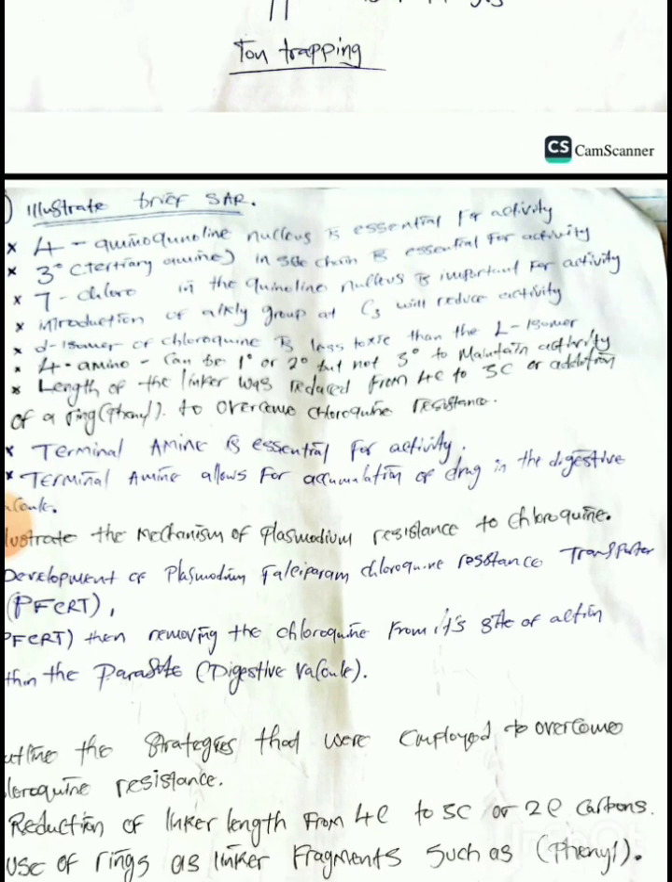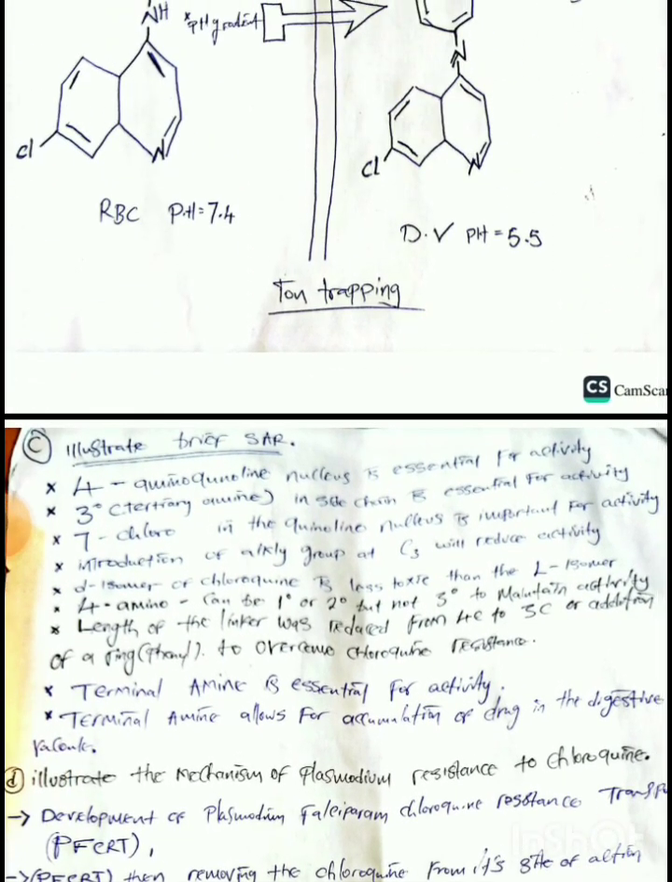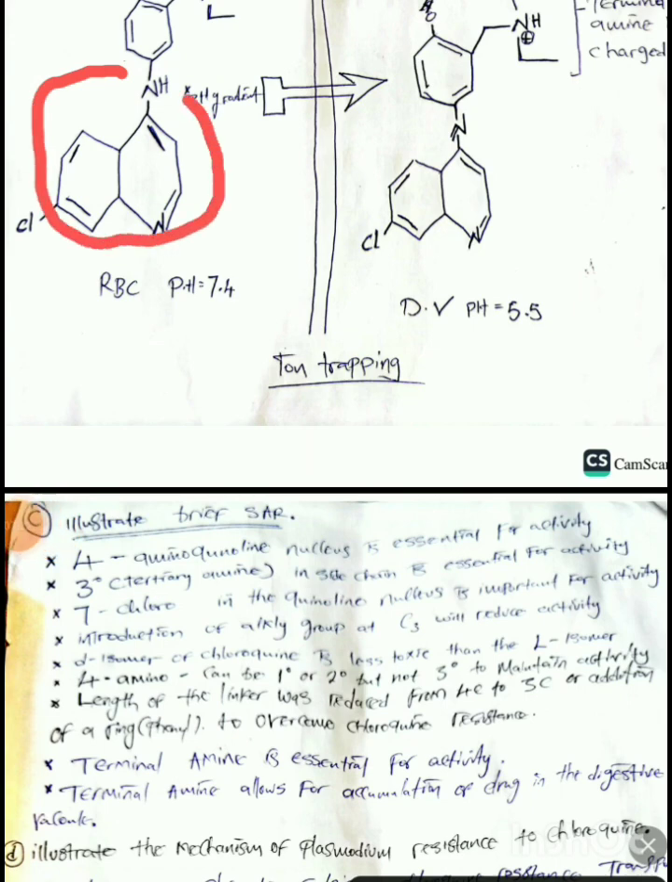Question C wants us to illustrate a brief structure-activity relationship of this class of drugs. I'll be pinpointing individual structure locations on the amodiaquine structure above. So the first point of the SAR is the 4-aminoquinoline nucleus, which is a heme binding moiety. This 4-aminoquinoline nucleus is essential for activity.